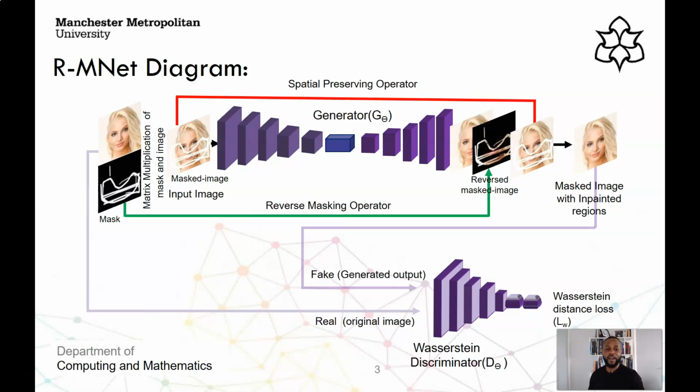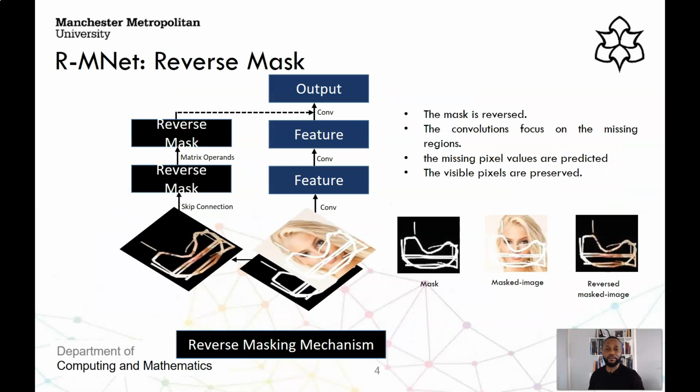During training, RMNet takes two inputs, the mask and the image, and computes the convolutional input, the masked image. We implement the reverse mask loss using matrix operands that reverse the mask during training. During training, the mask is reversed in a forward pass to the end of the convolution, where it is added to the convolutional output. Following the arrows to the left, you can see here the mask is reversed with matrix operands and transferred to the end of the convolution, shown in dotted lines.